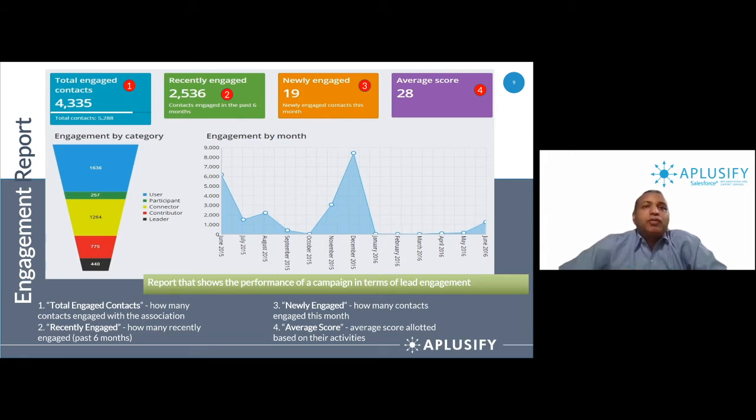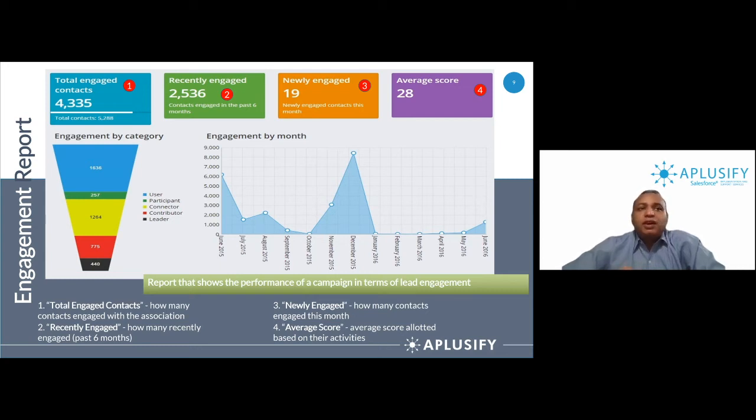A score of 0 as a leader is very alarming, right? The broader the funnel is at the bottom, the better your system is, right? So you should have more leaders, more contributors, more connectors, right? And very few people who are 0% engaged.